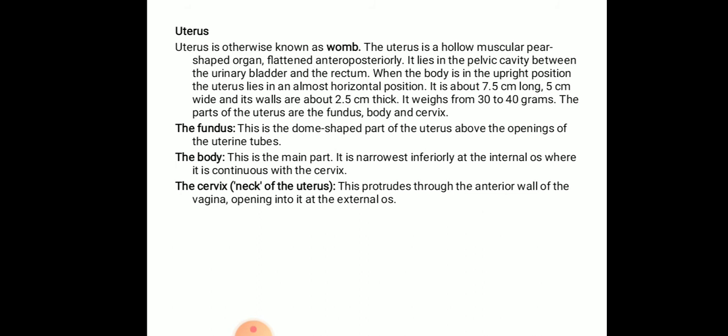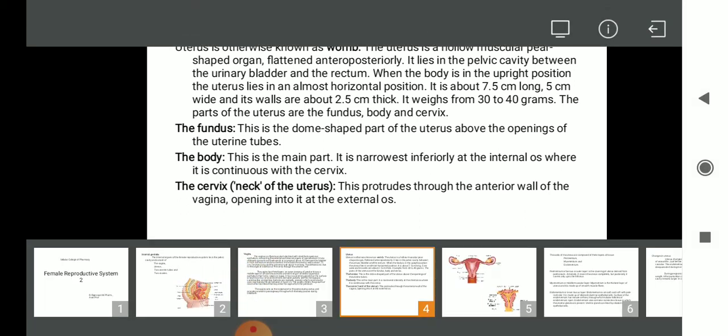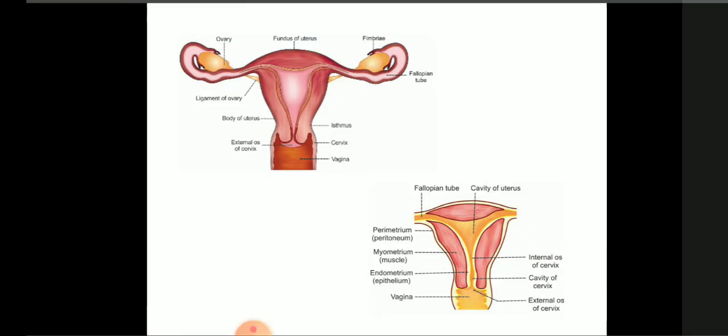The parts of the uterus are the fundus, body, and cervix. The fundus is the dome-shaped part of the uterus above the openings of the uterine tubes. The body is the main part, narrowest inferiorly, and at the internal os, meaning opening, it continues with the cervix. The cervix, or neck of the uterus, protrudes through the anterior wall of the vagina, opening into the exterior at the external os. This is the structure of the uterus.